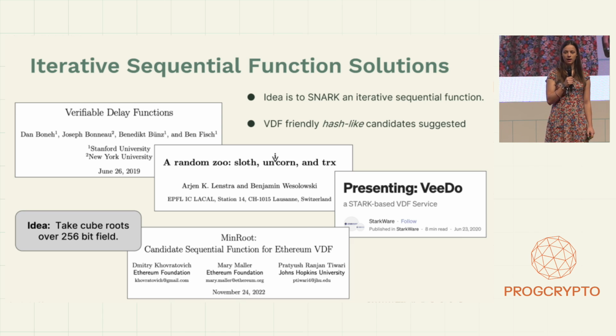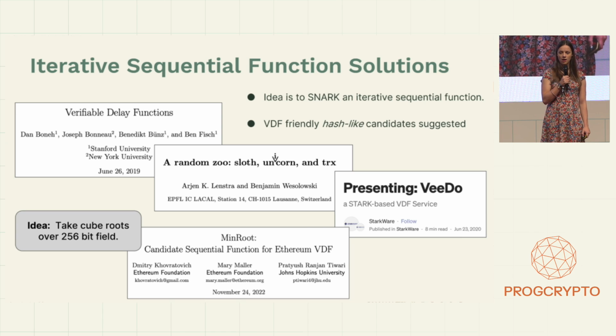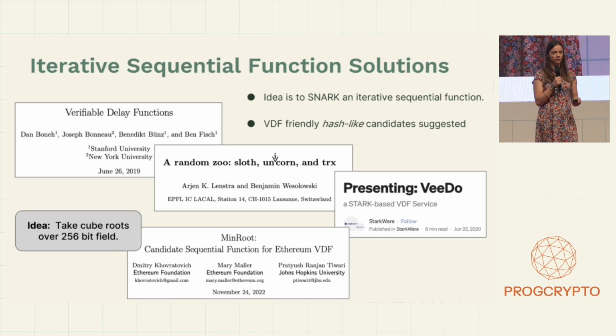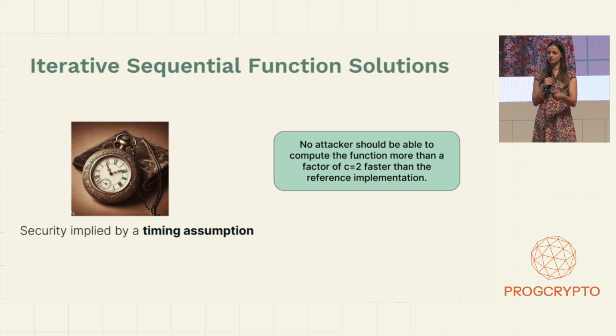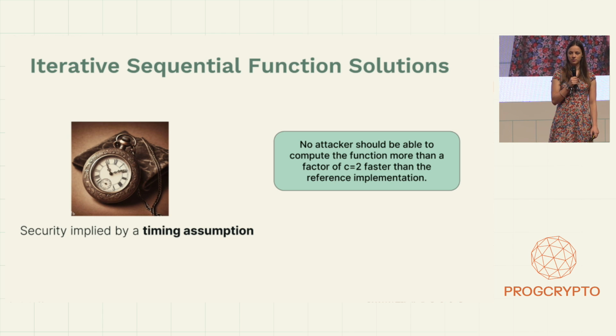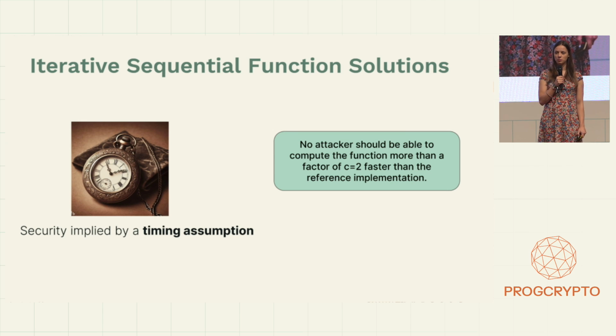The general idea here is that you're going to take cube roots over a 256-bit field over and over and over again. Security is implied by a timing assumption. And this timing assumption says that no attacker should be able to compute the function more than a constant factor, in our case c equals 2, faster than the reference implementation.